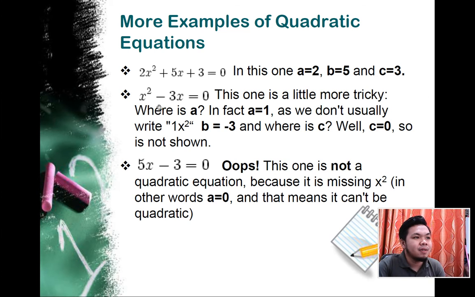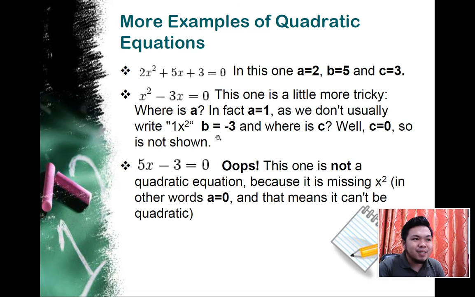x squared minus 3x is equal to 0. This one is very tricky. Is it a quadratic equation? Let's see. What is the value of a? Nothing is written, but if we follow the identity property, automatically that is 1, correct? We don't usually write it as 1x squared.